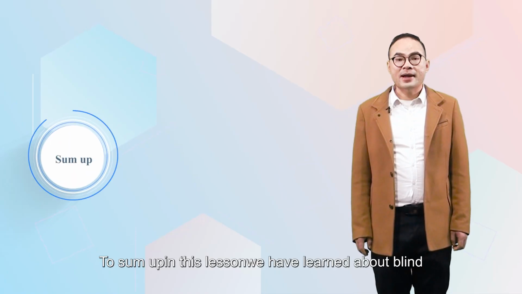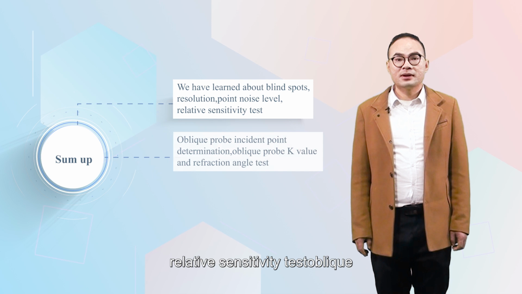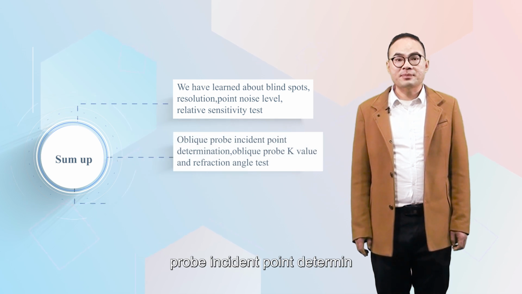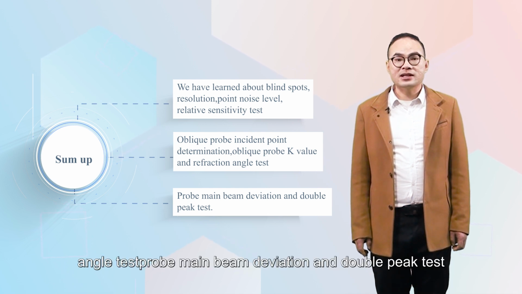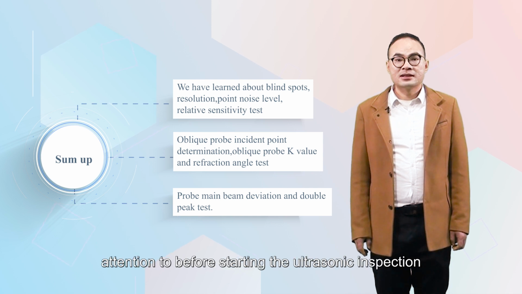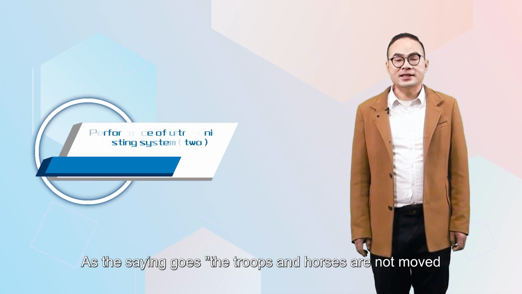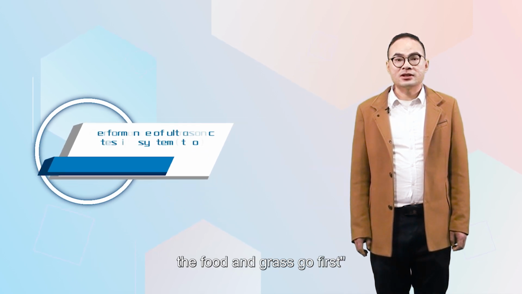To sum up, in this lesson, we have learned about blind spots, resolution, noise level, relative sensitivity test, oblique probe incident point determination, oblique probe K value and refraction angle test, and probe main beam deviation and double peak test. These are key information that we need to pay attention to before starting the ultrasonic inspection. As the saying goes, when the troops and horses are not moved, the food and grass go first.